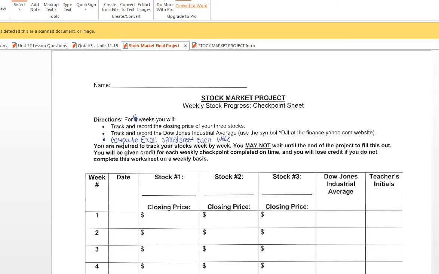So this is the last page for stock for that part 1. This is page 9, and this is what you'll be completing every week. I'm just looking for the first week's worth of data in here.